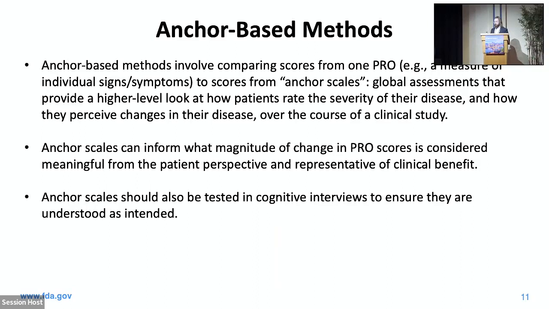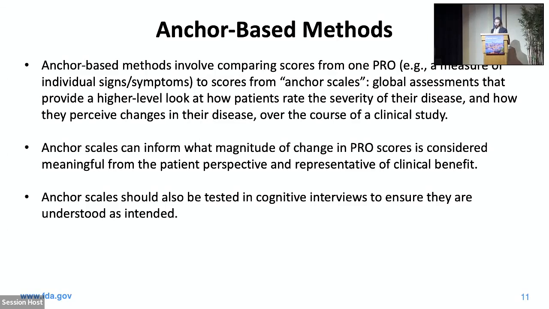So again, really high level, but I just want people to be familiar with the terminology of anchor-based methods, because if you talk to us, we will talk about this quite a bit. Anchor-based methods essentially involve comparing scores from, say, your PRO that you're developing, which measures signs and symptoms, to scores from anchor scales, which are global assessments of disease severity and how patients perceive changes in their disease severity over time. The anchor scales can inform what magnitude of change in your sign and symptom PRO is considered meaningful from the patient perspective, and correlates to a more global change in disease severity.